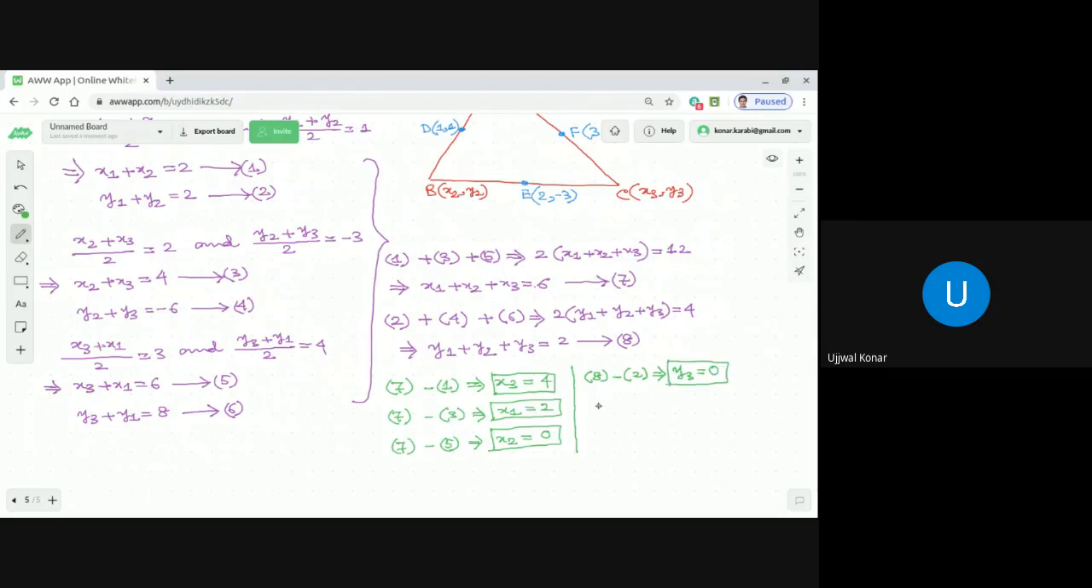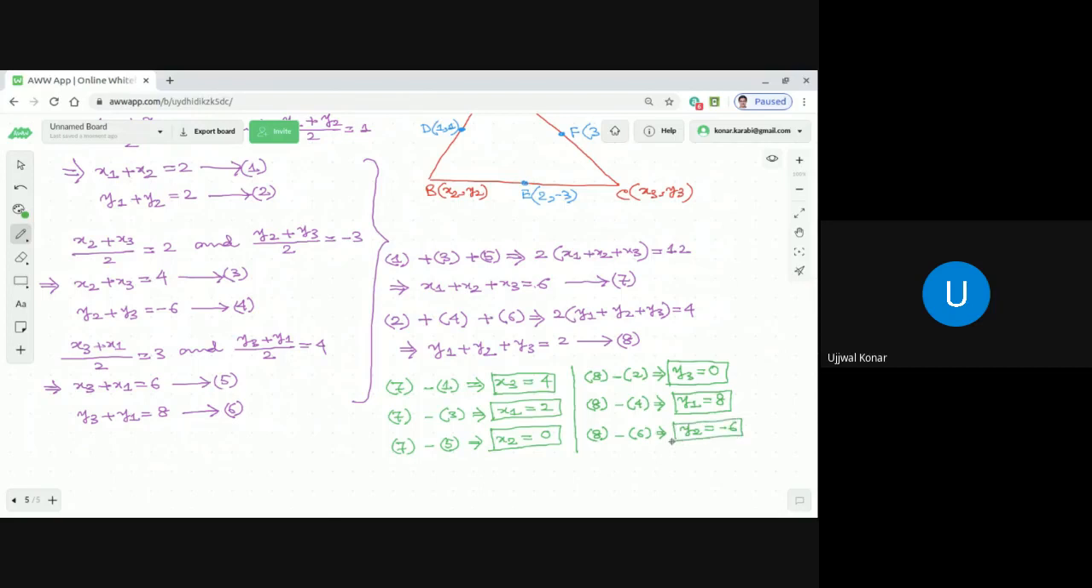Then equation number 8 minus equation number 4, both sides. Here we get the value of y1, that is 2 minus minus 6, that is equal to 8. So we get the value of y1 as 8. And equation number 8 minus equation number 6 of both sides gives the value of y2, and y2 is equal to 2 minus 8, that is minus 6.